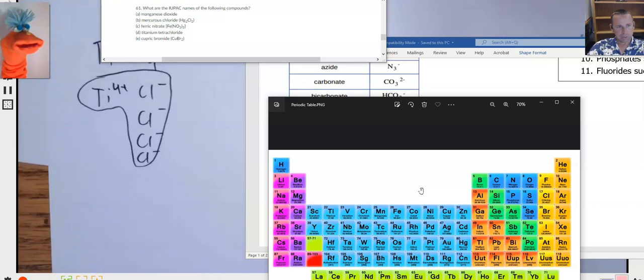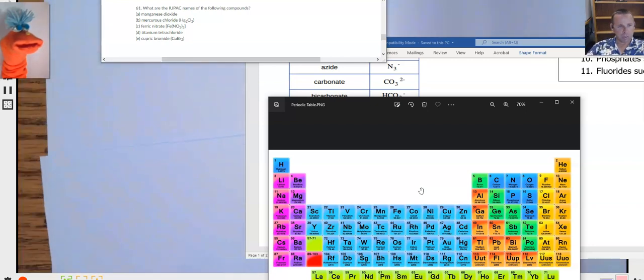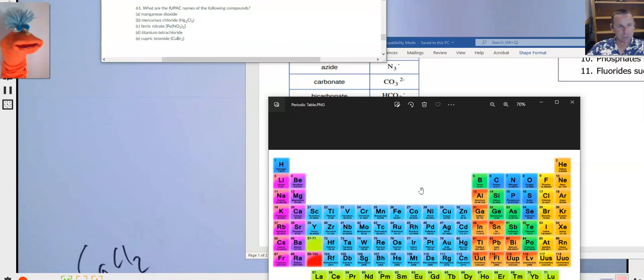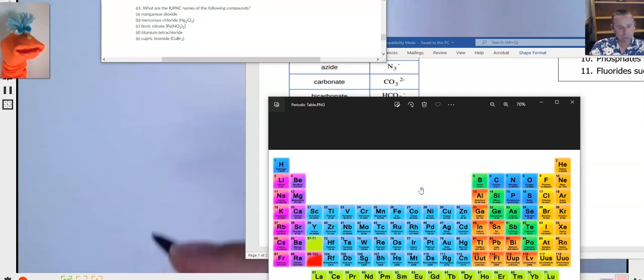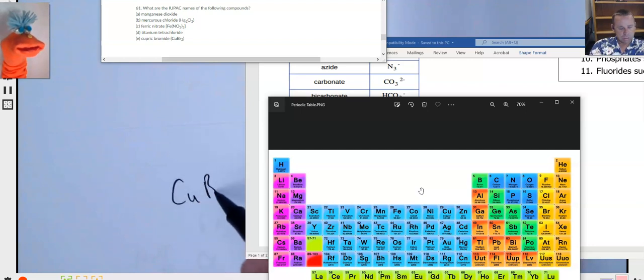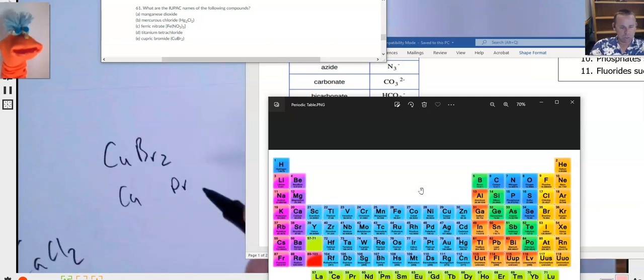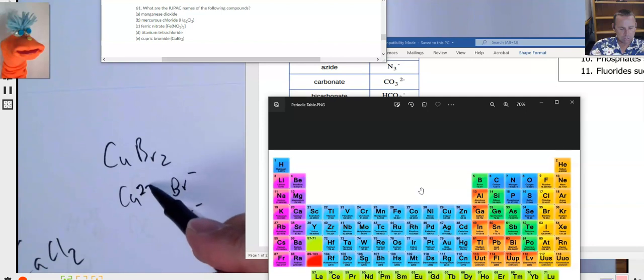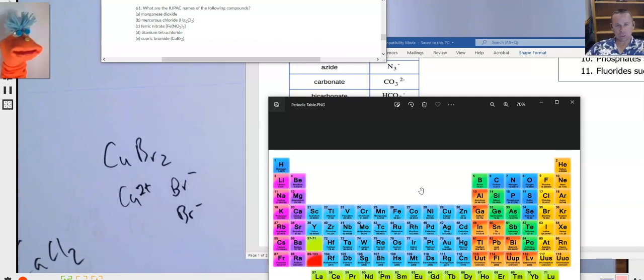All right, cupric bromide, another old way that they used to name this compound, CuBr2. Copper 2 bromide. Very good. Copper, how did you know it had to have a +2 charge? Because the bromide ion has a -1. Right. And there's 2 bromide ions, so it's a 2+ charge. So copper 2 bromide is our right name.